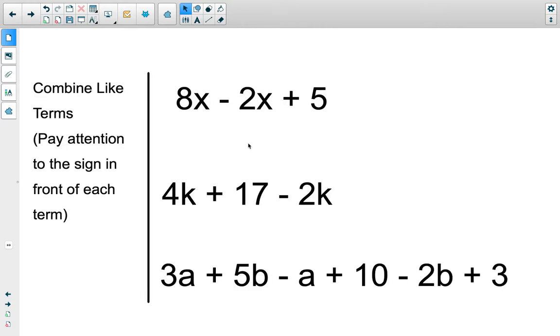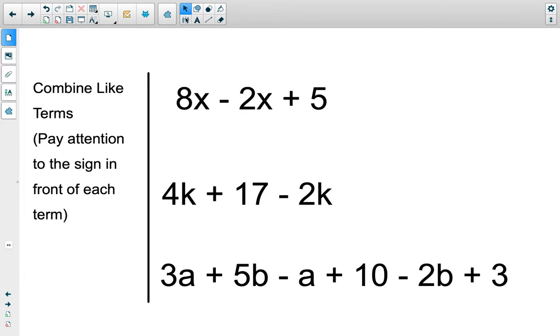Okay, now when you combine like terms, it's really important that you pay attention to the sign that's in front of each term. Now in this first one here, there is no sign. But remember, when we have a positive number, we don't put plus 8 in front of that. So this is just an 8. It's positive 8. And we're subtracting 2x and we're adding 5.